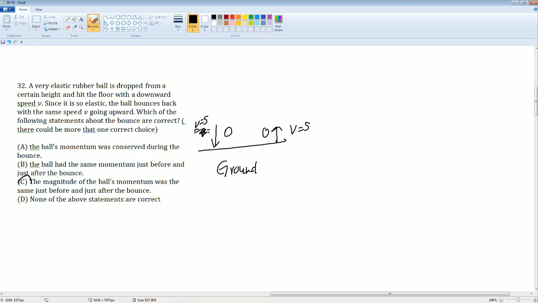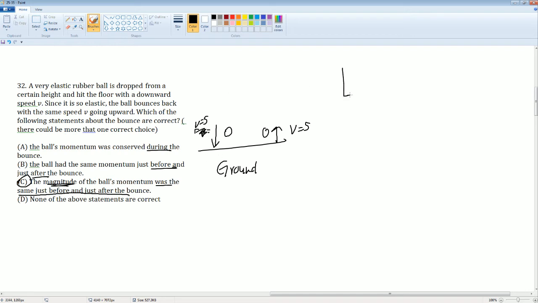It's worded a little bit differently. The momentum was not conserved during the bounce. This is before and after. So read the type of question, okay? And this is the magnitude. The momentum is not the same because, watch.